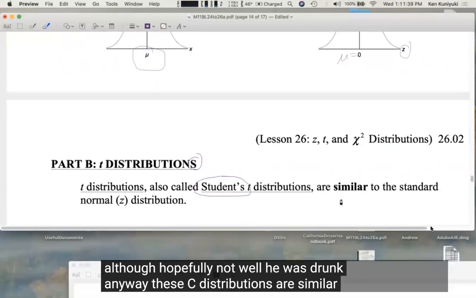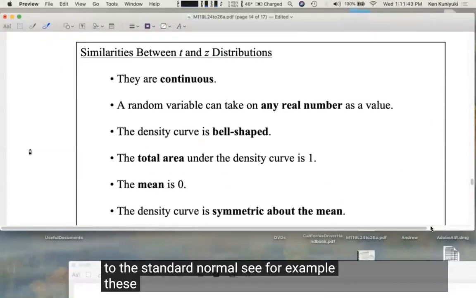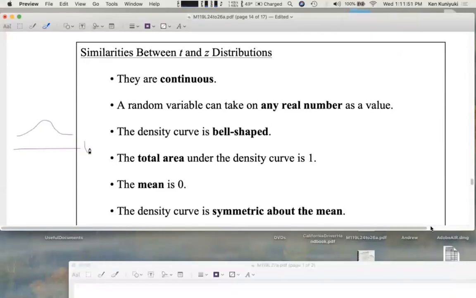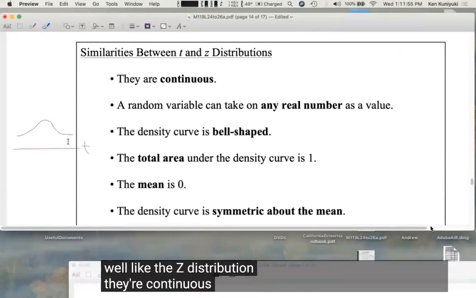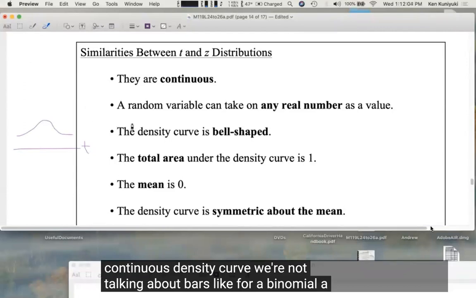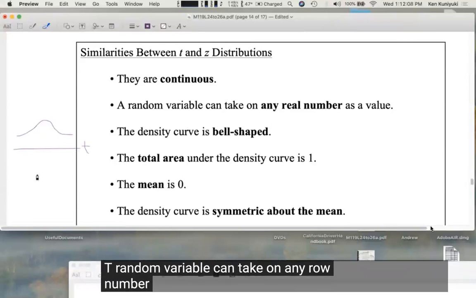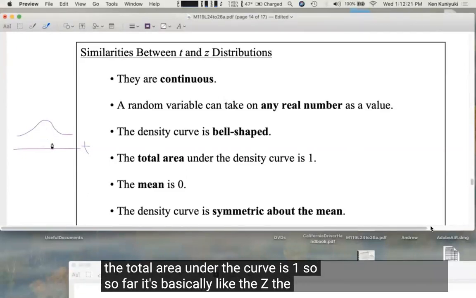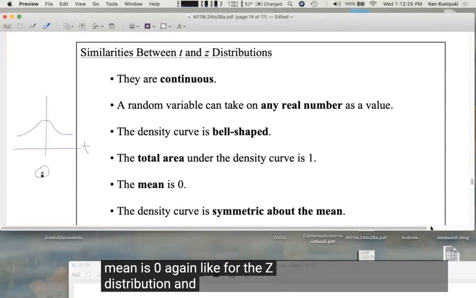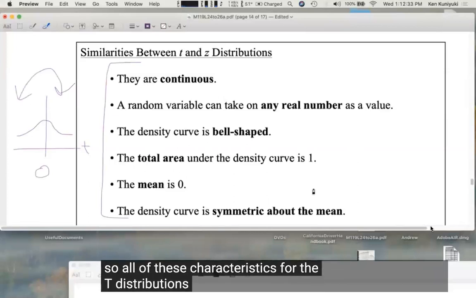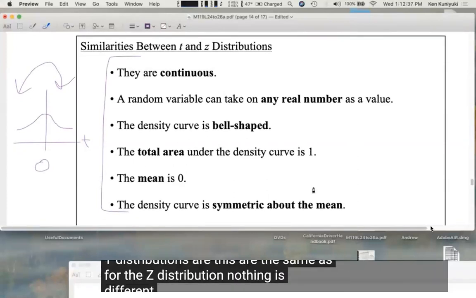Anyway, these t distributions are similar to the standard normal z. For example, these t distributions are all bell-shaped, but notice I'm drawing these a bit differently. Well, like the z distribution, they're continuous. So we have this continuous density curve. We're not talking about bars like for a binomial. A t random variable can take on any real number. The density curve is bell-shaped. The total area under the curve is 1. So far, it's basically like the z. The mean is 0, again, like for the z distribution. And again, we have symmetry. So all of these characteristics for the t distributions are the same as for the z distribution. Nothing is different so far.